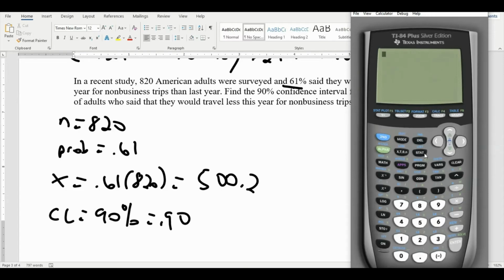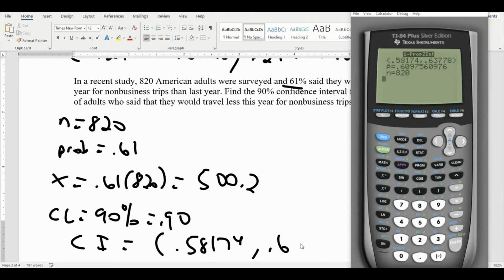Oh, domain error. That's probably because I used something I shouldn't have. I probably used the 500.2 and you can't, so we just use 500 then. See that? So this is actually our confidence interval. 0.58174, comma, 0.63778.